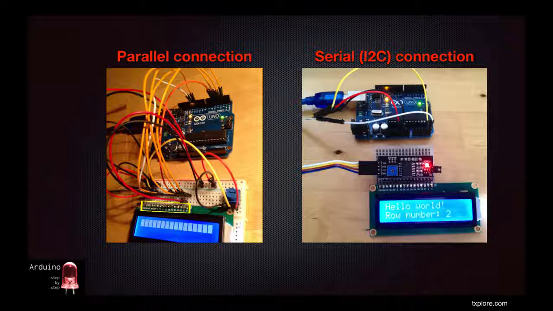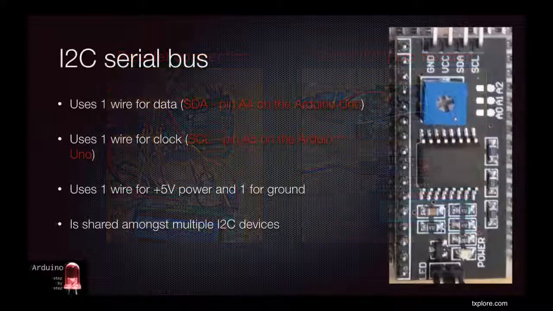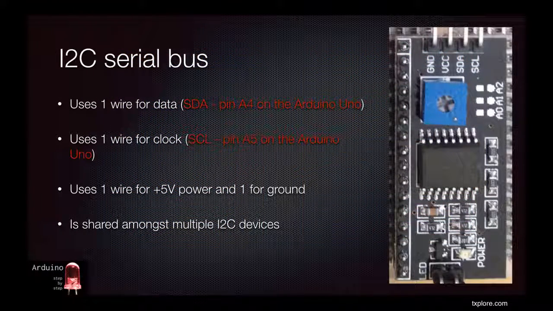We also needed wires for power and for the screen backlit. To improve the design, we'll use an adapter that allows us to connect the parallel LCD screen to the Arduino using the I2C serial bus. We have used I2C before, but here's a quick recap. Use one wire for data, SDA, which goes to analog pin 4 on the Arduino Uno. Use one wire for clock, SCL, pin A5 on the Arduino Uno. Use one wire for 5 volts power and one for ground.